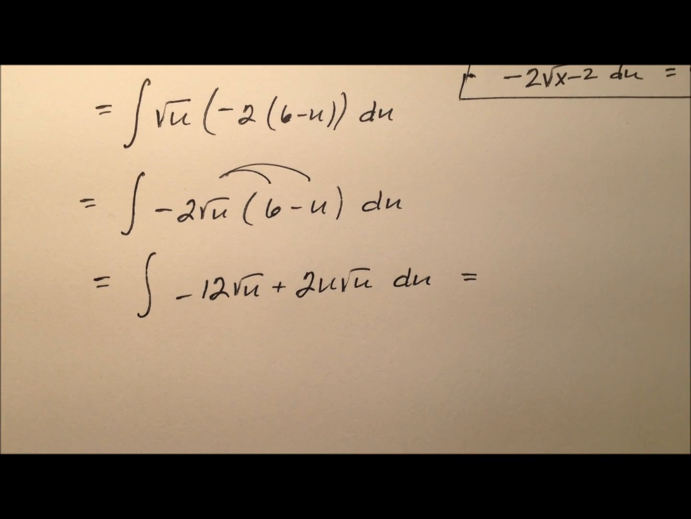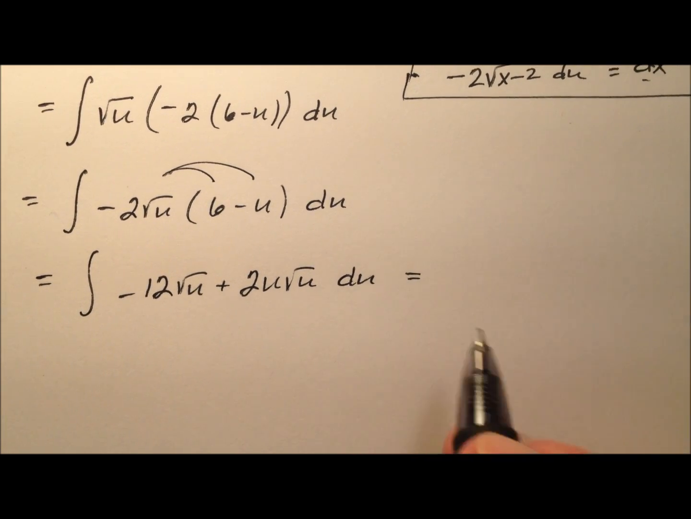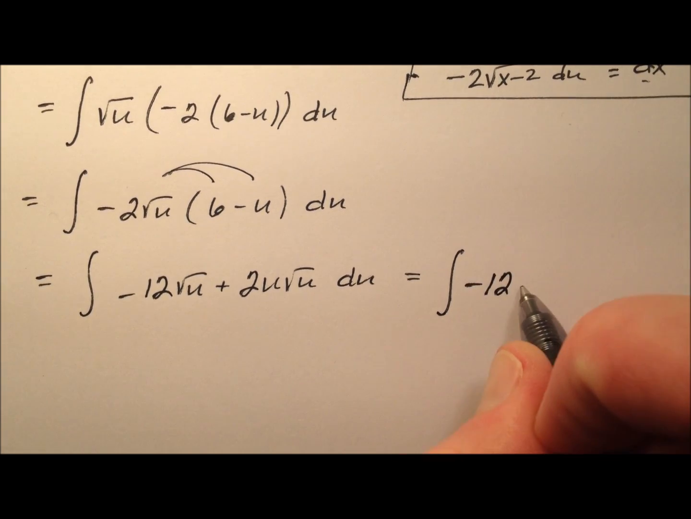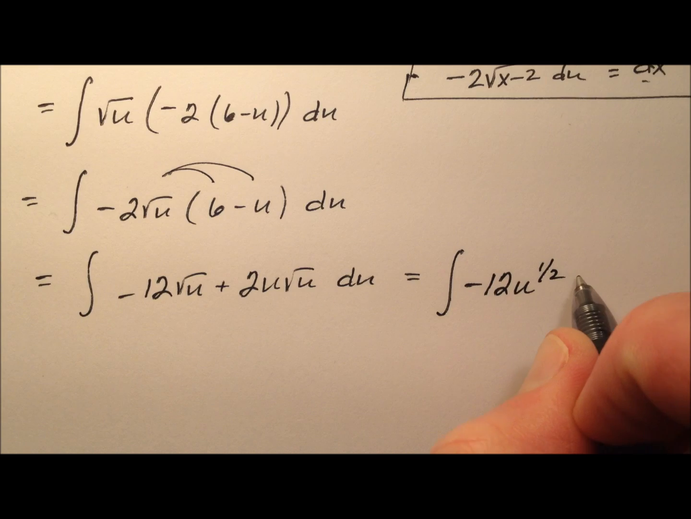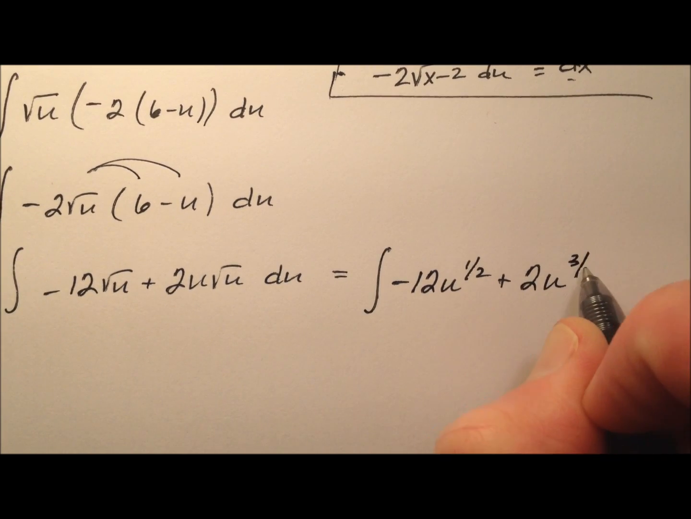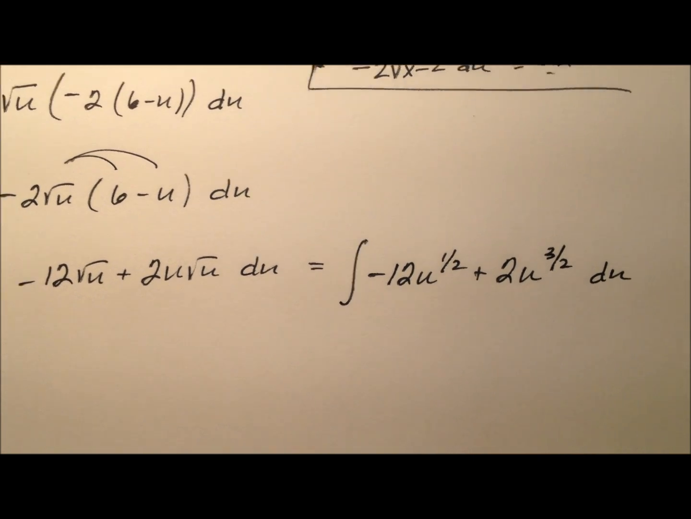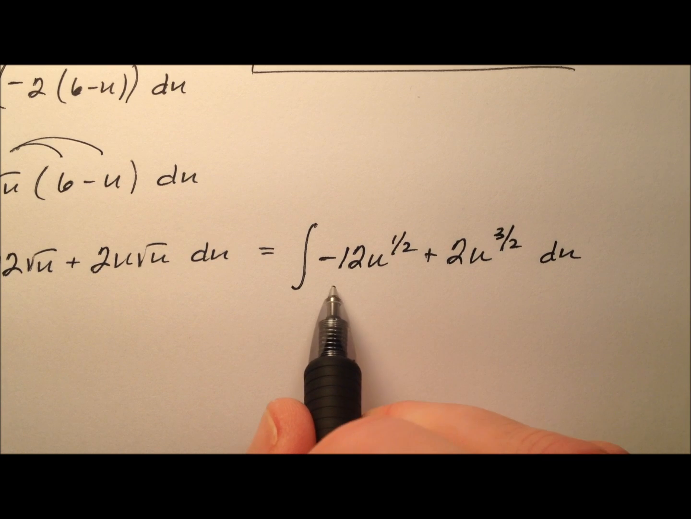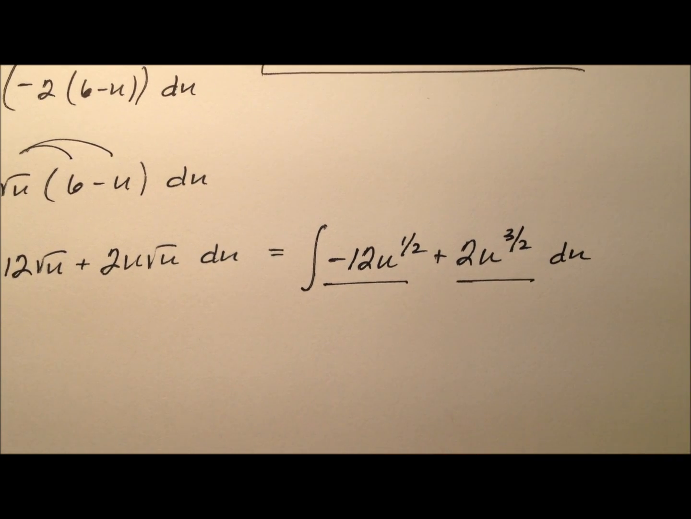Okay, well, let's rewrite this using rational exponents, because that'll be a lot easier to integrate. So negative 12 u to the 1/2 plus 2 times u to the 3/2 du. Well, not so bad at all. Okay, so let's integrate, and we'll go one term at a time.